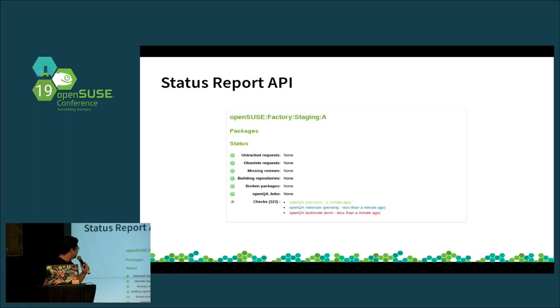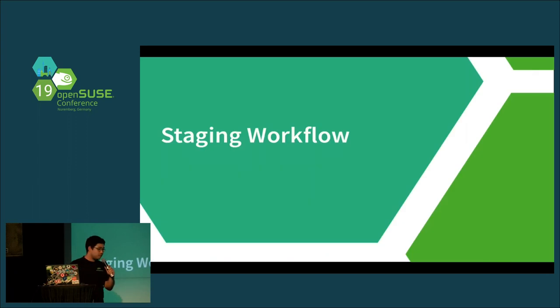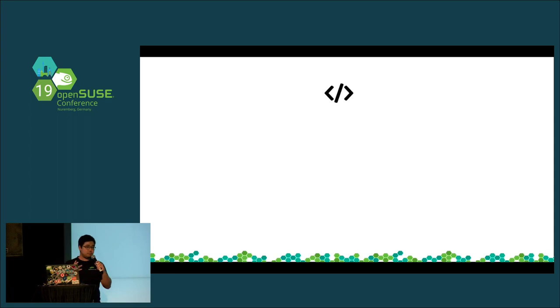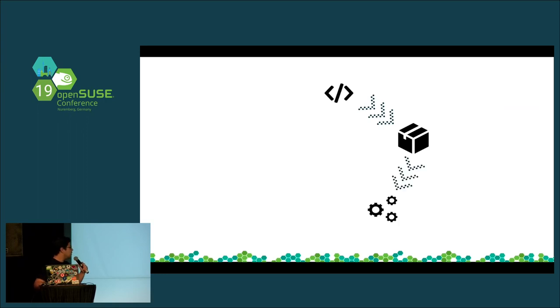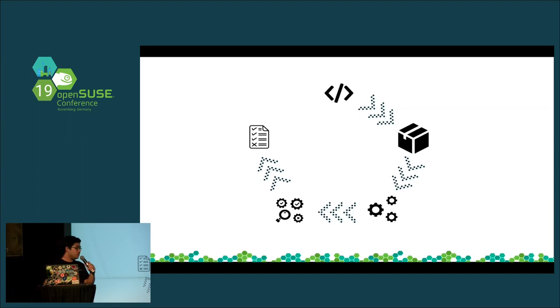And with this status report API, we empowered our staging workflow. Our staging workflow is some kind of CI, because with it we can take a bunch of submit requests and test them all together. So for example, here we can see that we can take a lot of packages, a lot of submit requests that you want to integrate in your project. You add them to a staging project, then they start to build, and it's tested in an external CI. With the status report API, you can check if the external CI has finished and reported, and if it's green, you can merge it, and you can release it.